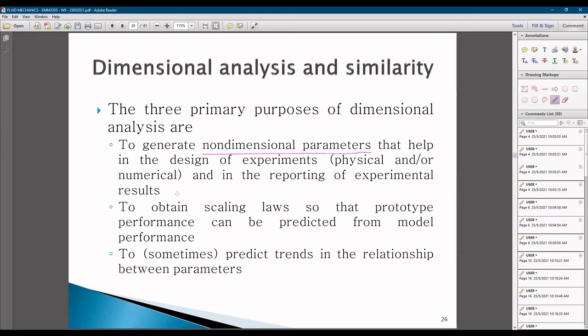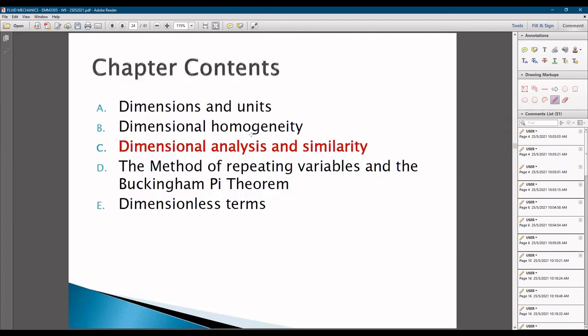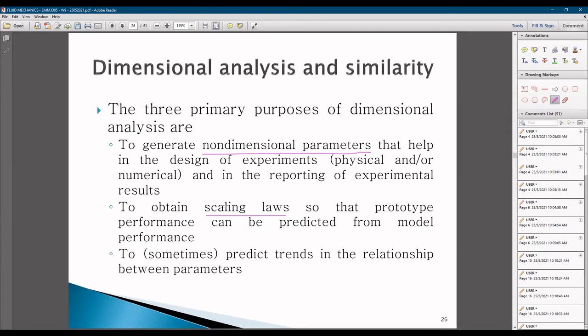Okay, and the next is to obtain scaling law so that the prototype performance can be predicted from model performance, like what we have shown in these particular examples. We have the model and we have the prototype or the actual one, right? So like this. So that is what it means by the scaling law. And the last one, the third, is to sometimes predict the trend in the relationship between parameters.